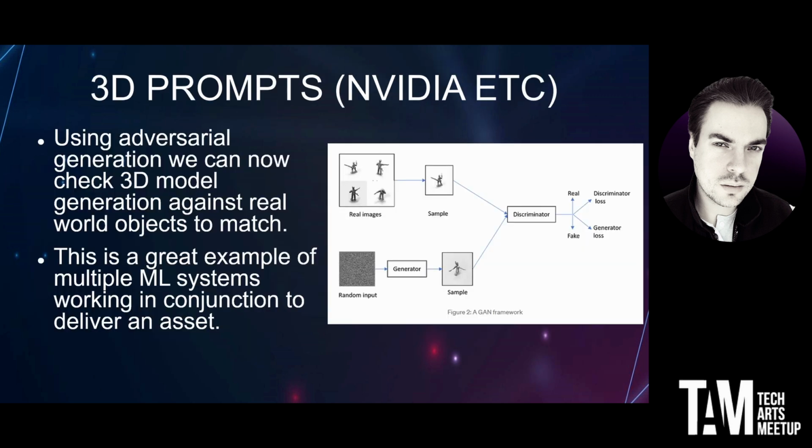And obviously the big golden goose at the minute is 3D prompts. So you may well have seen some of this. I'll talk about an example a little bit later on, but this is a great one for adversarial work.